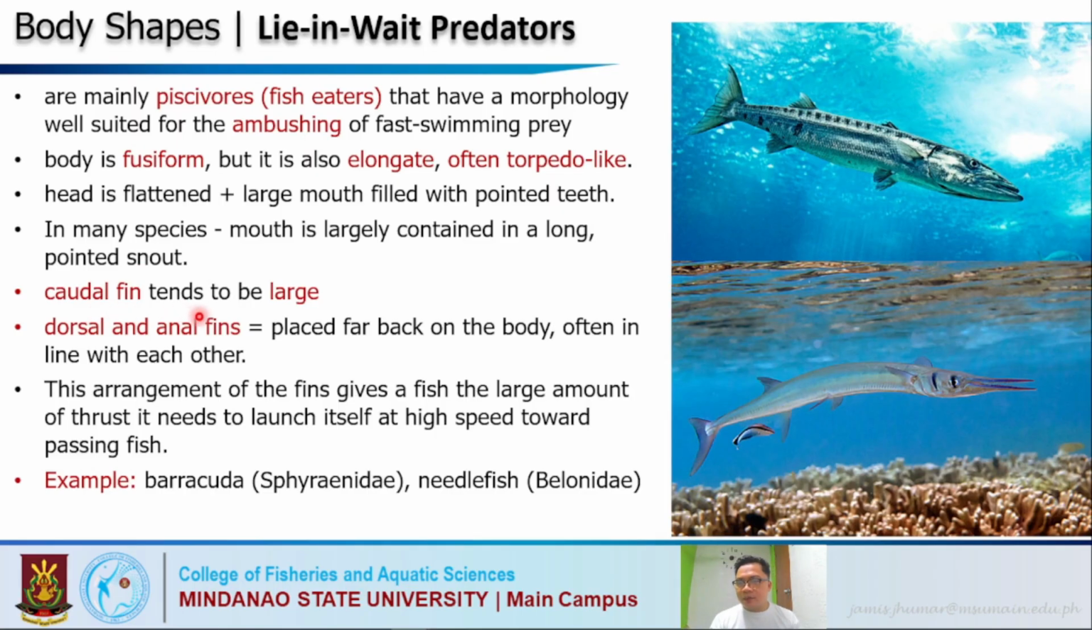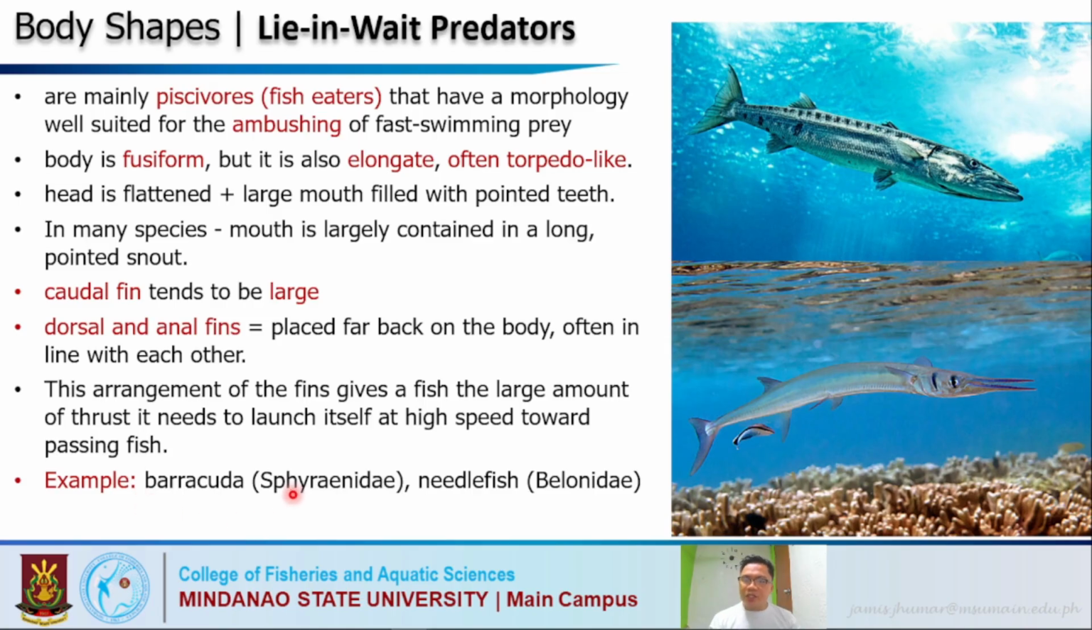Caudal fin tends to be large. So as you can see here, their caudal fin is larger than their body. And then their dorsal and anal fins are placed far back on the body, often in line with each other. So as you can see here, this is opposite, no? Itong dorsal fin is opposite with their pelvic fin. I mean anal fin, and then this is the first dorsal fin opposite to their pelvic fin. So far from their body.